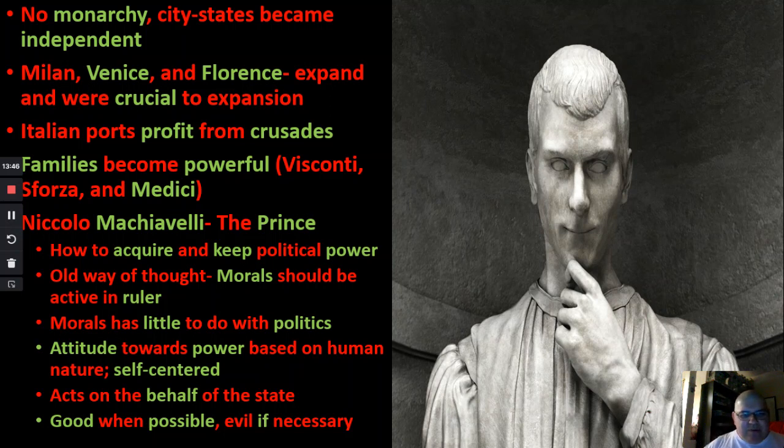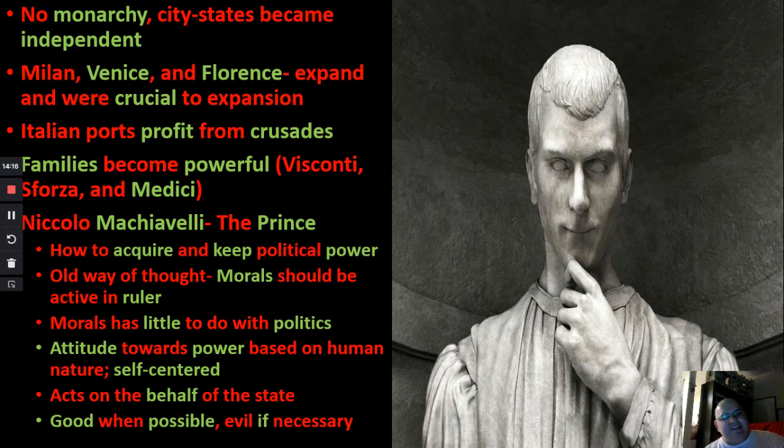Three of the most powerful: the Visconti, the Sforza, and the Medici. Those three families became very popular, very powerful, and just rich, rich, rich. Now, this guy you see the sculpture of is Niccolo Machiavelli. He wrote this book called The Prince, and in his book, he talks about how to acquire and keep political power.